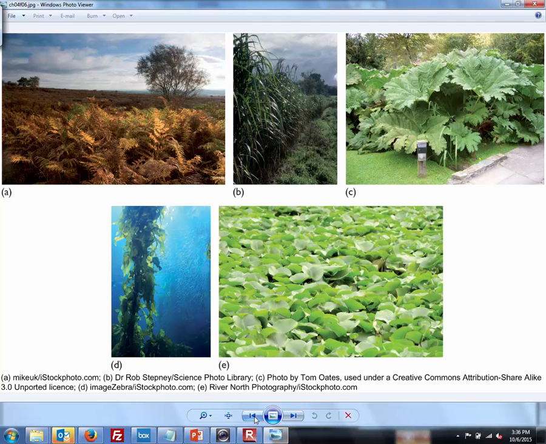So the first one is just bracken there. It looks like a fern type plant. The next one is miscanthus, sort of a big grass, similar to maize. Then you see gunnera, a large, fast-growing, leafy plant. And again, these aren't woody things. They're just kind of like big grasses and ferns and whatnot. Kelp is another one, obviously growing underwater. And then water hyacinths, things that grow relatively quickly and are sustainable.